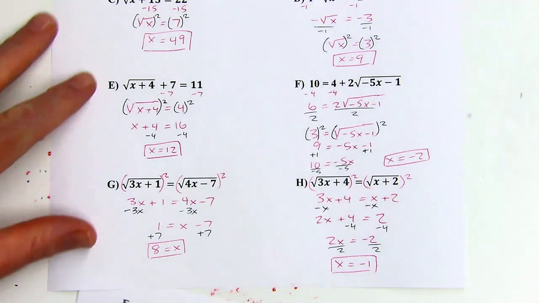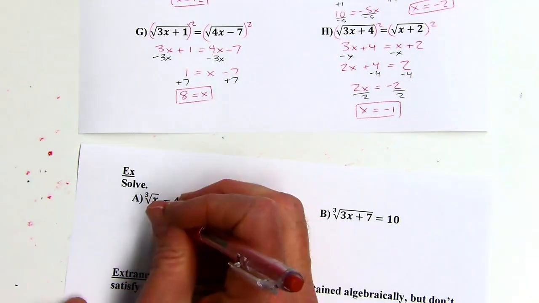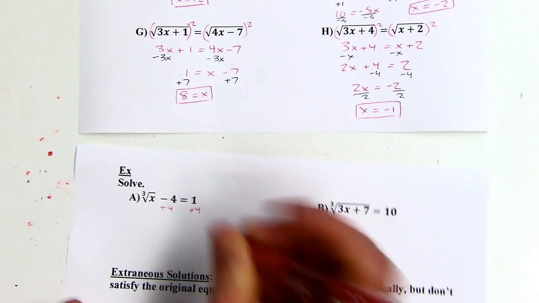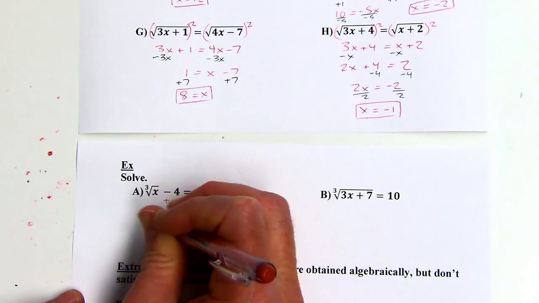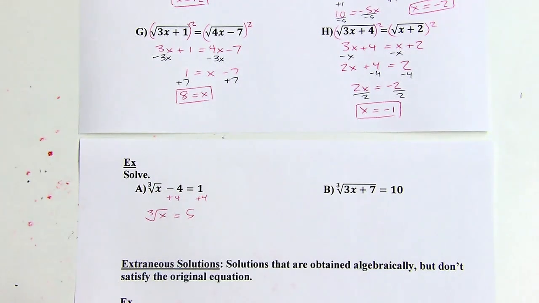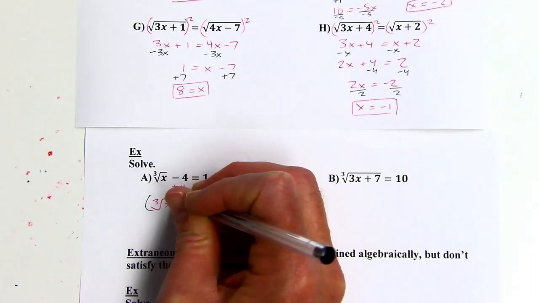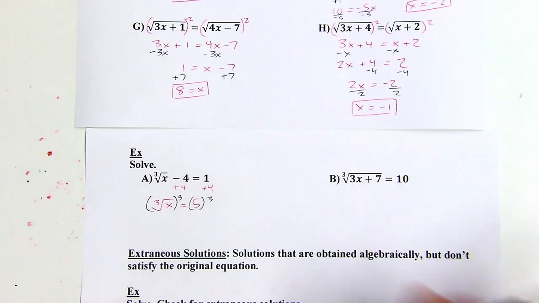Okay, let's try a couple more on the next page. So I want to isolate the radical, like so. Now I don't want to square both sides because it's a cube root. The only difference here is that you would cube both sides to get rid of the cube root.